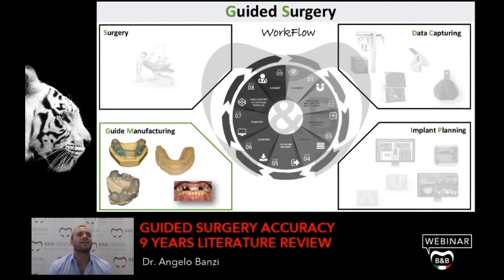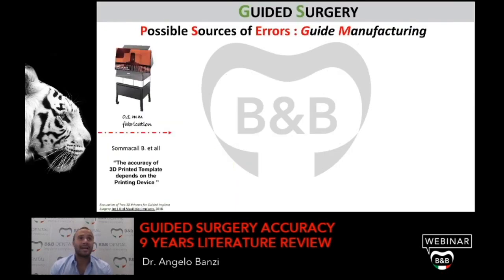Let's move on with the guide manufacturing errors. If we check the literature, we can find that some authors, like Sommacal, have studied the 3D printer machinery. Yes, because we can have different types of 3D printer machinery. This is really important, because if we want to have a precise surgical template, remember that the 3D printer is really important.